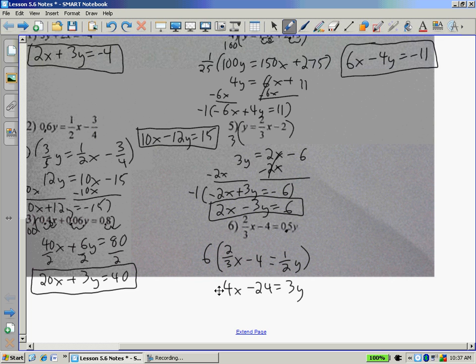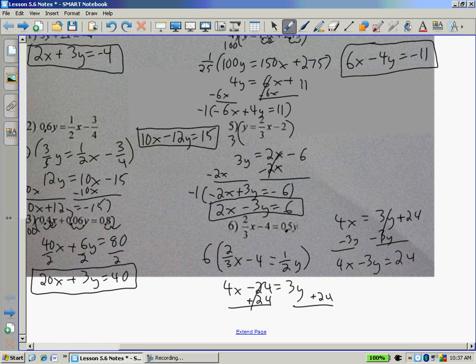So we have x on the correct side. 24 is not on the right side, so we're going to move it over. 4x equals 3y plus 24. And now y is on the wrong side, so we're going to subtract 3y from both sides. So 4x minus 3y equals 24. And there we have it.